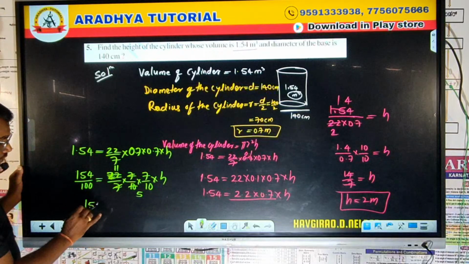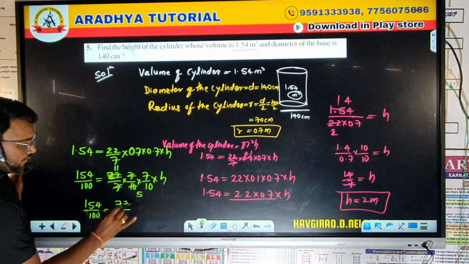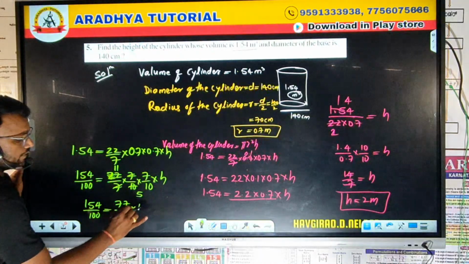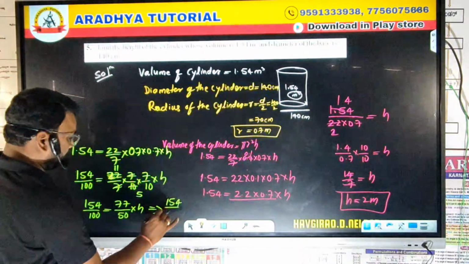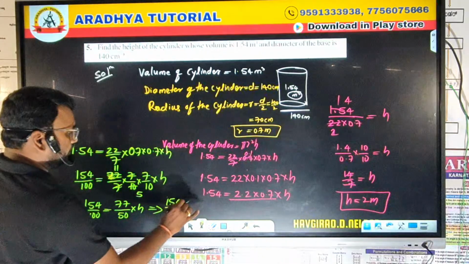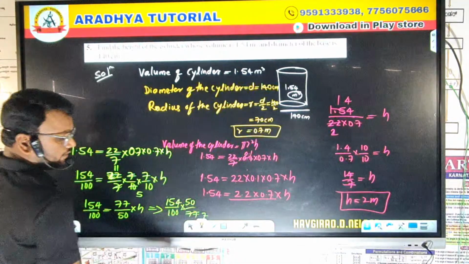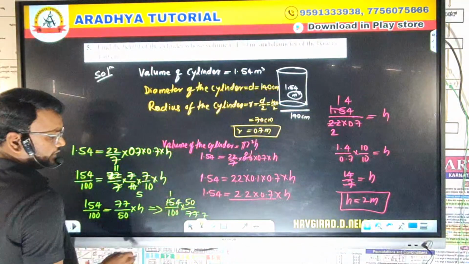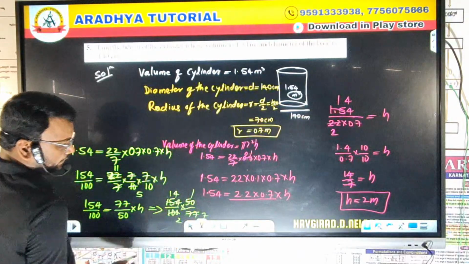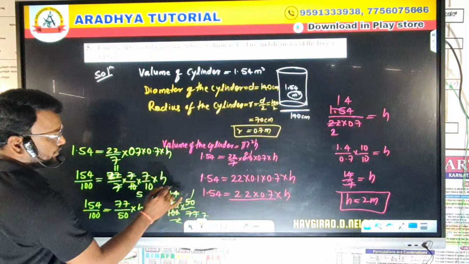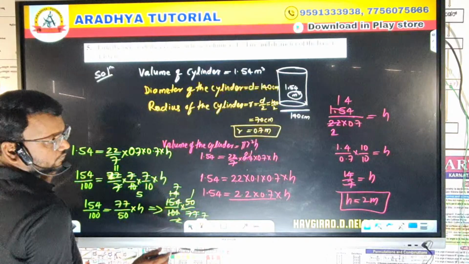Here 154 divided by 100. This side 77 divided by 50 into h. Now 154 divided by 100 into 50 divided by 77. 11 7s are 77, 11 1s are 11, 11 4s are 44. 2 1s are 2, 7 7s get cancelled. Here we got only 1 meter, no?